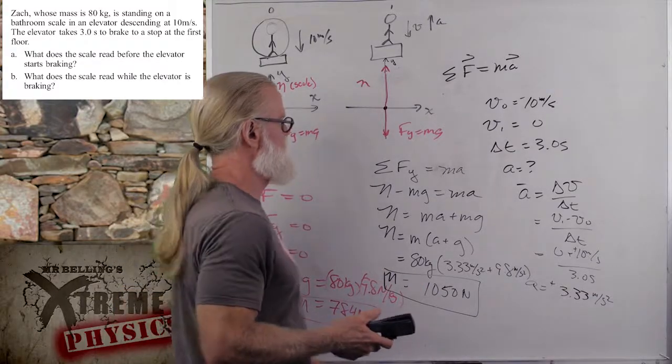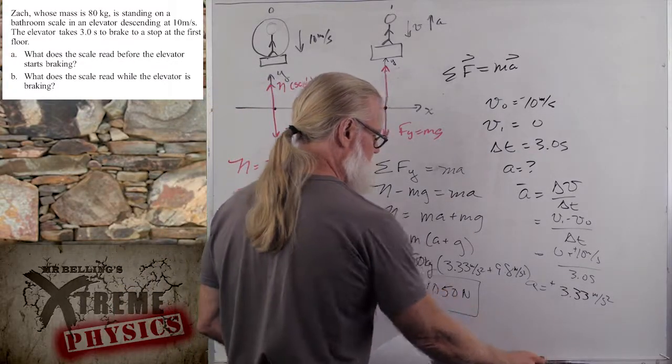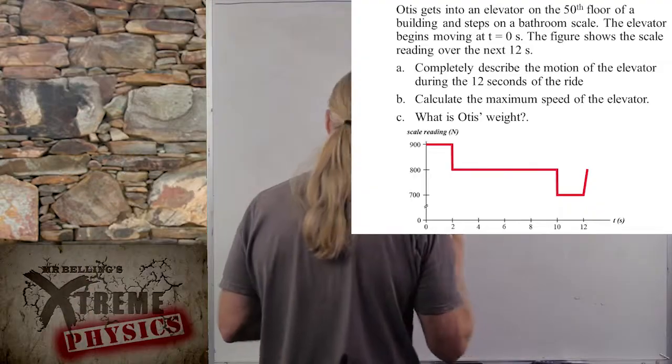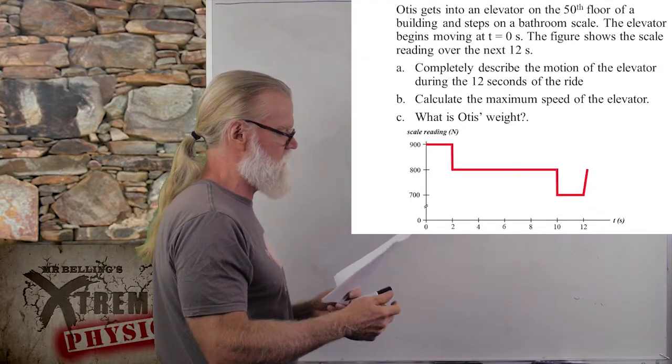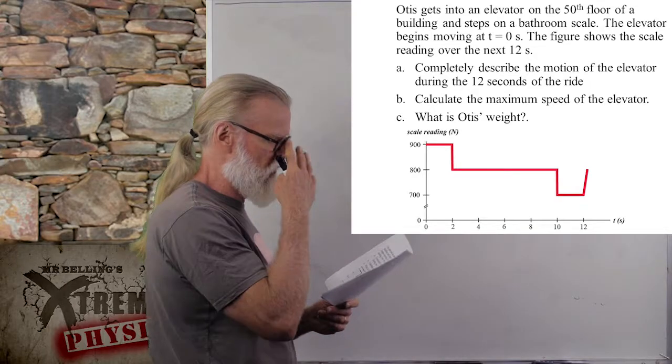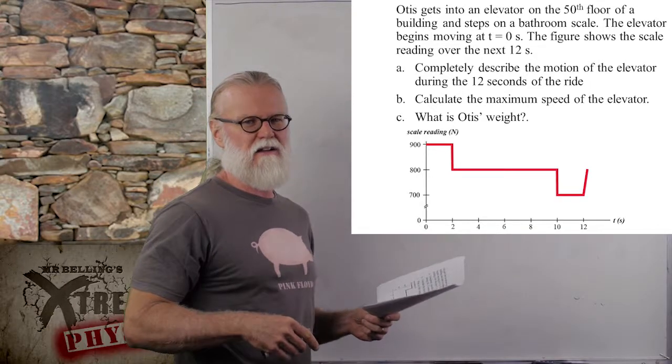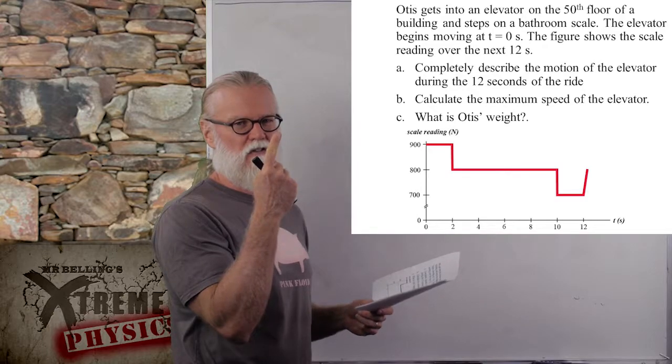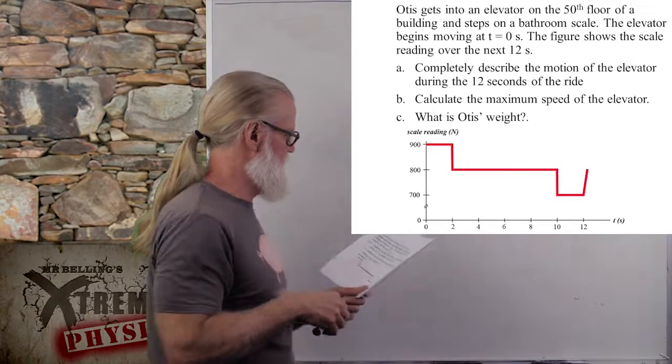That seems reasonable. All right, let's try a little more challenging problem. Otis gets in an elevator on the 50th floor of a building. All right, 50th floor. Maybe it's a tall building. I would imagine there could be more floors up, and there's definitely more floors down.